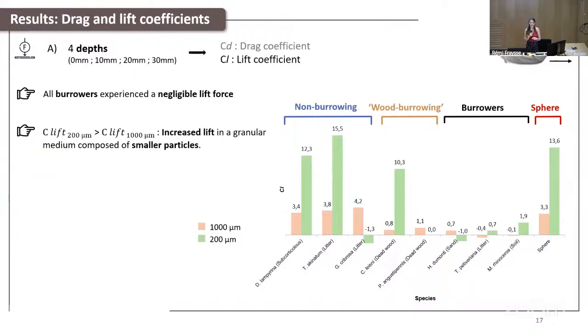We have the same result for the lift coefficient. Here we can see the same trend. They are higher in smaller grain for many species. And we can see that burrowers show lower coefficients, even negative, meaning they tend to stay buried in the substrate.